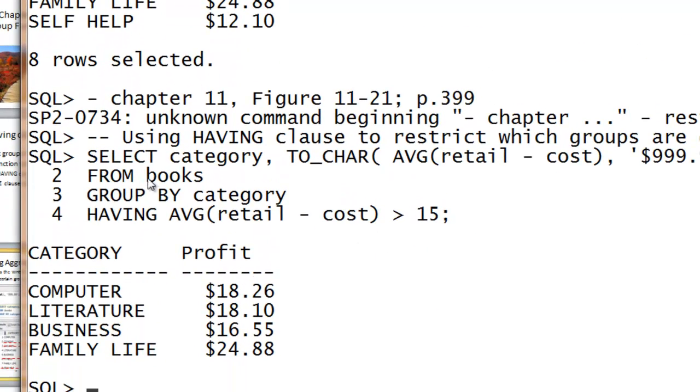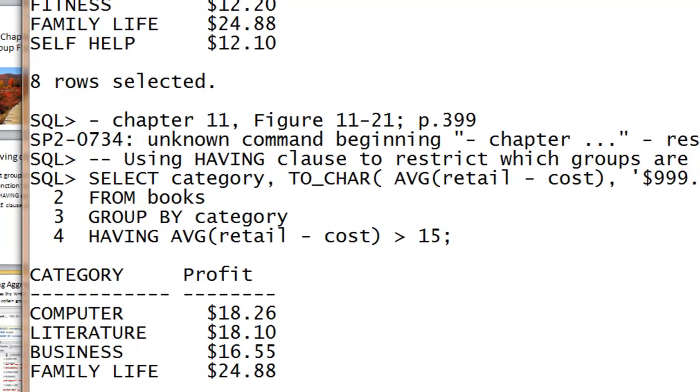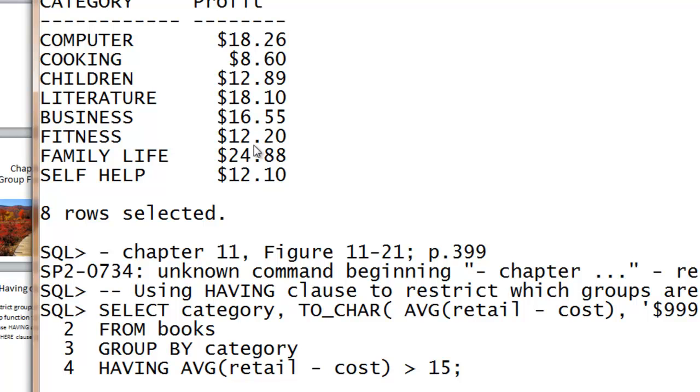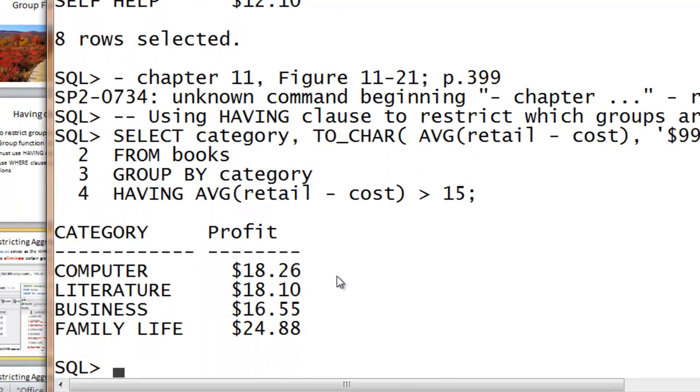This is another example. You use the having clause to restrict which groups are displayed. This is actually Chapter 11, Figure 11-21, page 399. And I'm saying having an average retail minus cost, which we know is profit, that's greater than 15. Notice I eliminated the 8.60, the 12, and here's another 12, and another 12 that we didn't consider.